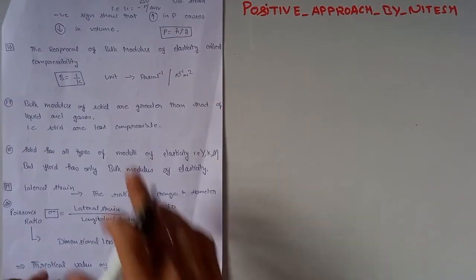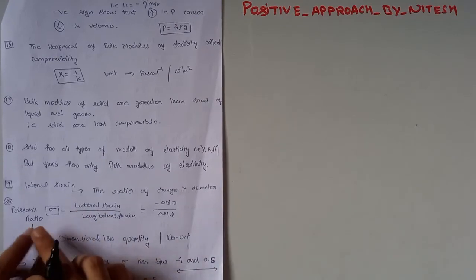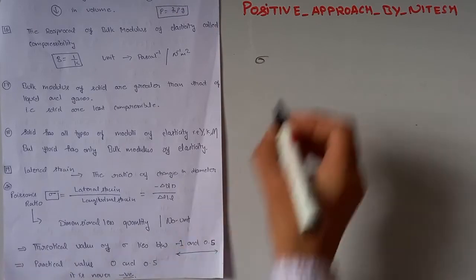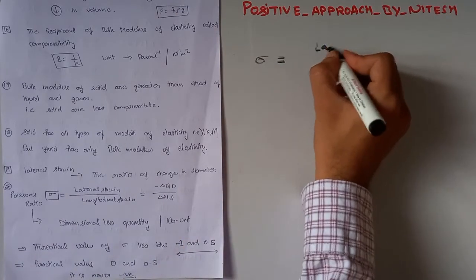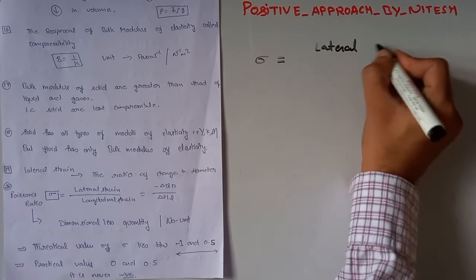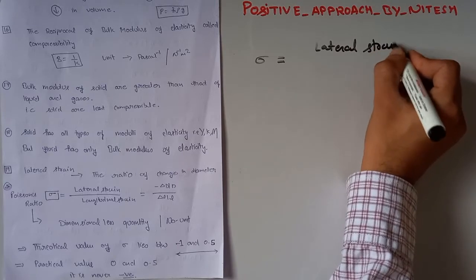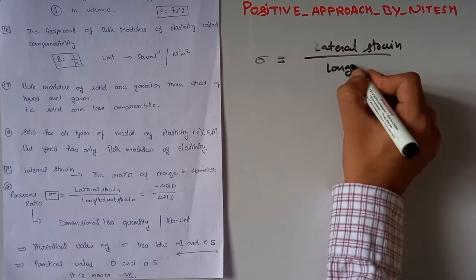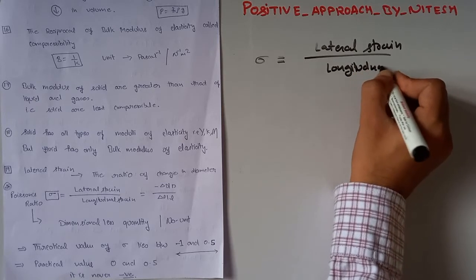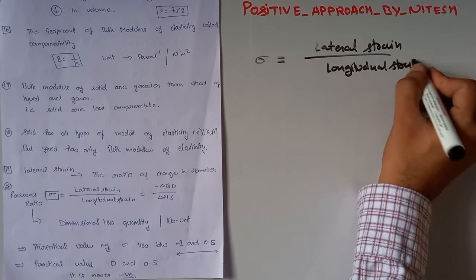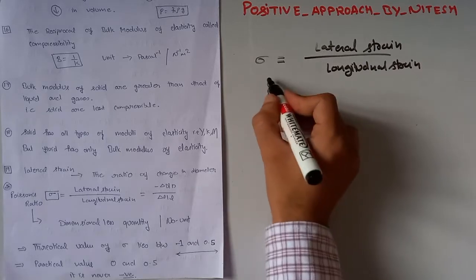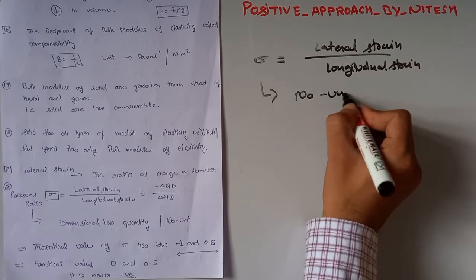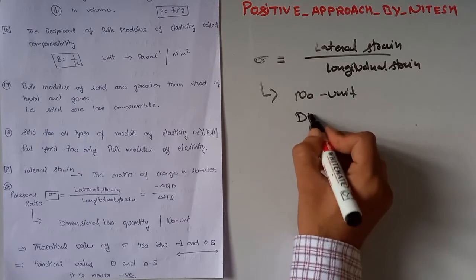Our next important key point is Poisson ratio. Poisson ratio is denoted by sigma, and it is equal to lateral strain divided by longitudinal strain. It has no unit, and it is a dimensionless quantity.